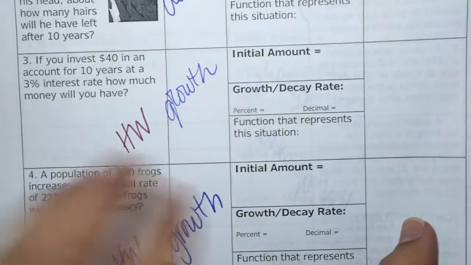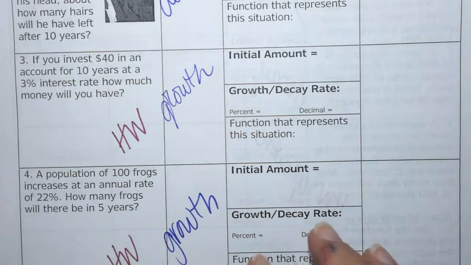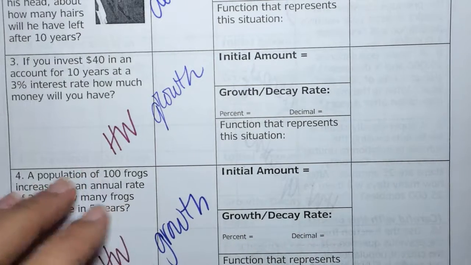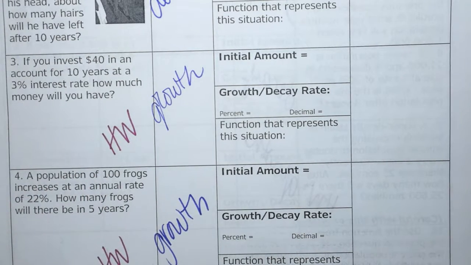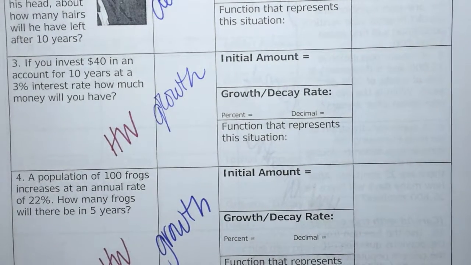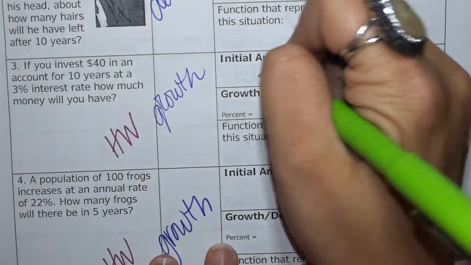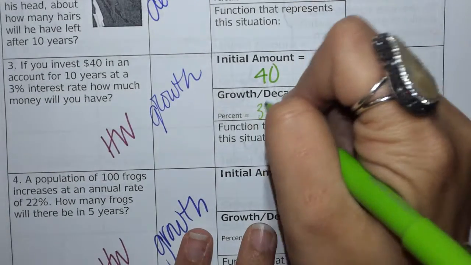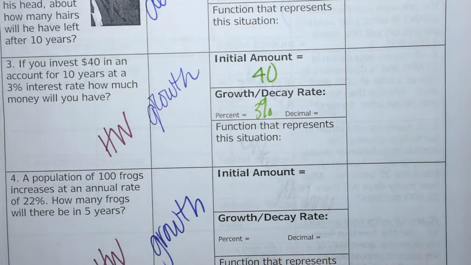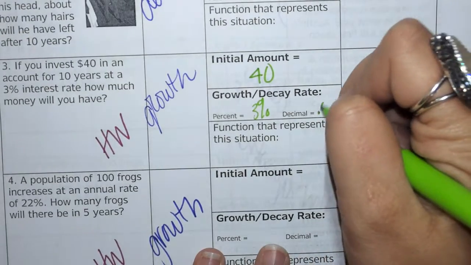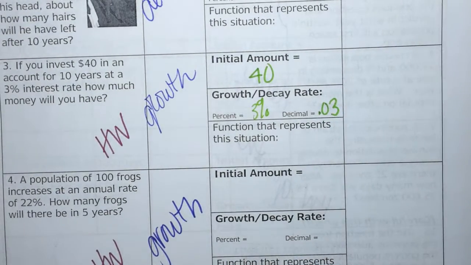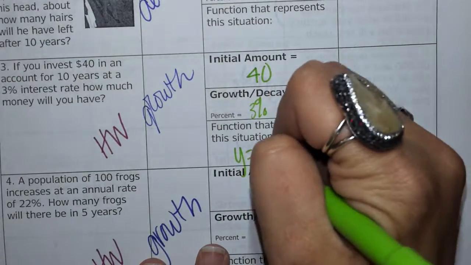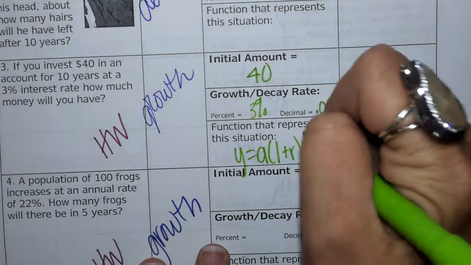Alright, number 3. If you invest $40 in an account for 10 years at 3%, how much money will you have? Y'all need to wake up at your table or you're going to have to lose all the points. Alright, what is our initial amount? $40. What's our growth rate? 3%. And what's that going to be as a decimal? 0.03. Good. And since it's a growth, we're going to use y equals a times 1 plus r to the t.